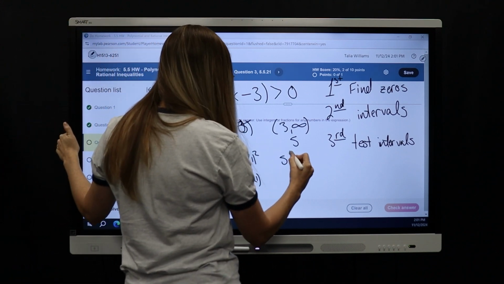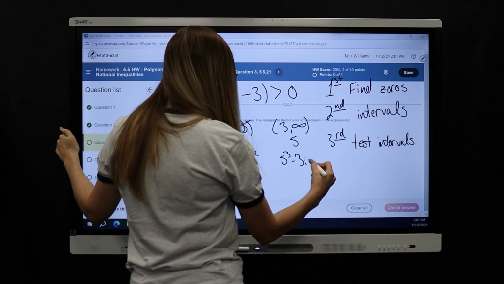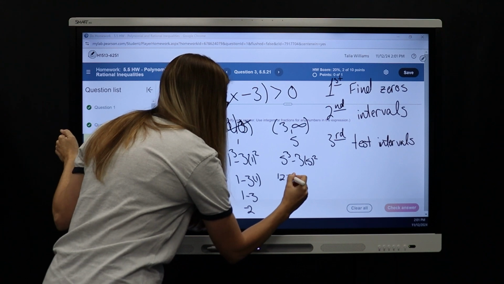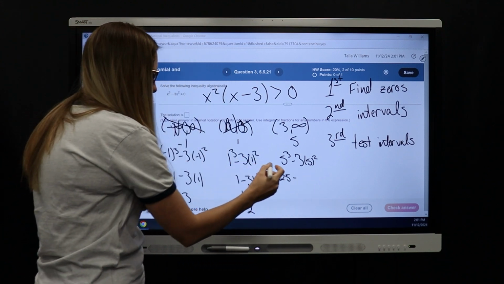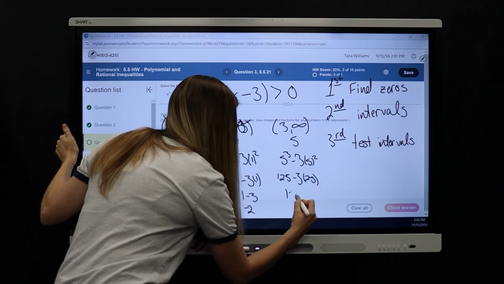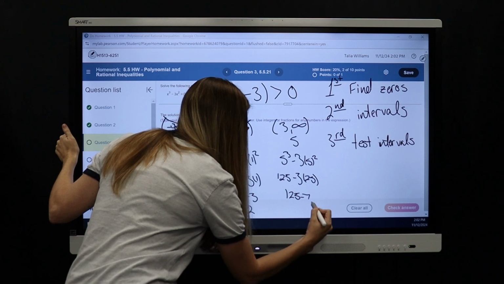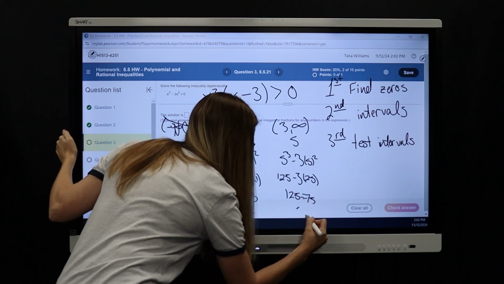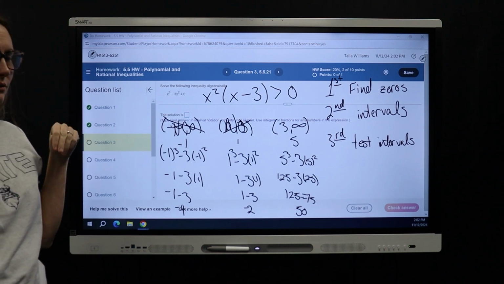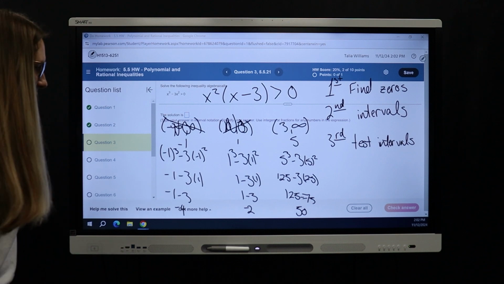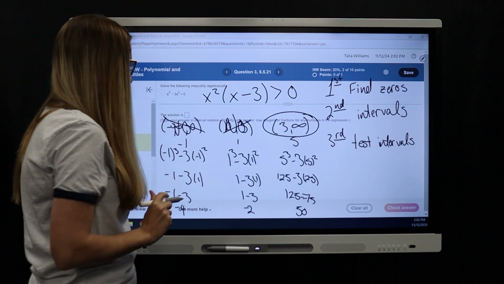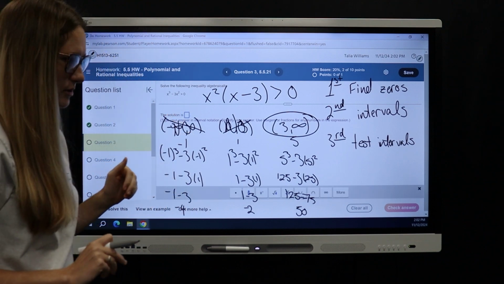This is going to be a huge number. 5 cubed is 125. And then subtract 3 times 5 squared, which is 25. So 3 times 25 is 75. 125 subtract 75 is 50. That's why I like to use numbers I can multiply with, but if you're using a calculator, go for it. Is 50 greater than 0? Yes. This is our only interval that's greater than 0, so that is our only answer.